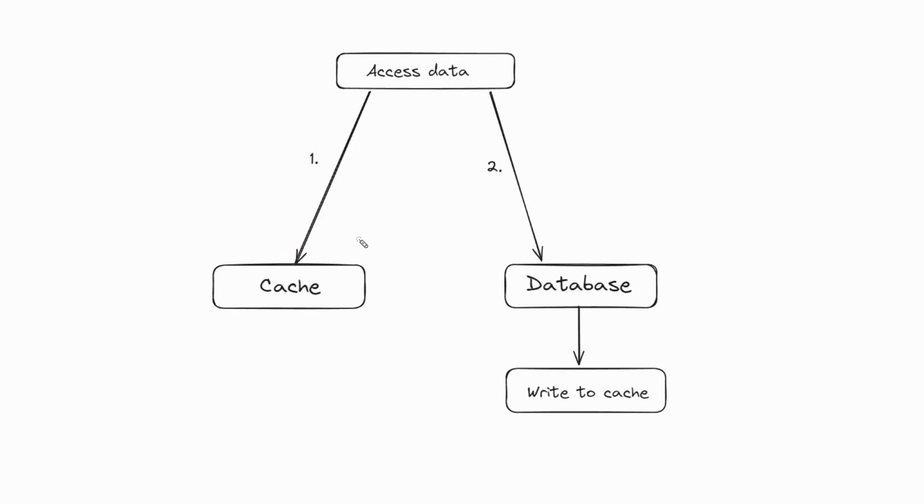If the data isn't there, step 2 jumps in. So we're gonna have a cache miss, and if the cache misses, we have to query the database. The database is reliable, but slower compared to the cache. Once the data is retrieved from the database, we're gonna write it into the cache so we can use it in further requests and read it on the next request from the cache again.